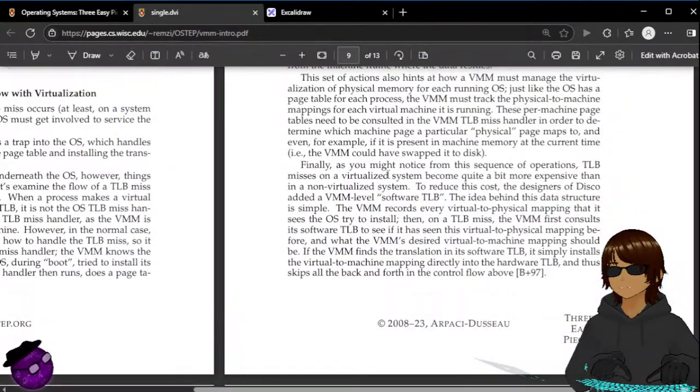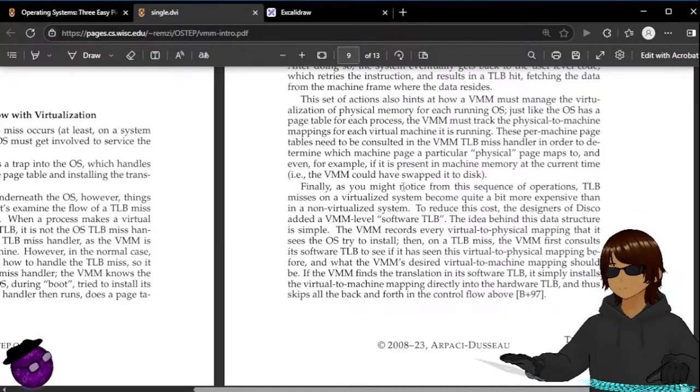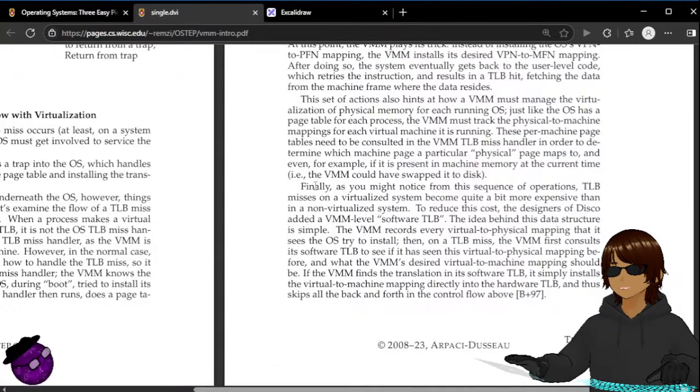Finally, as you might notice from the sequence of operations, TLB misses on a virtualized system become quite a bit more expensive than in a non-virtualized system. To reduce this cost, the designers of Disco added a VMM-level software TLB. The idea behind this data structure is simple.